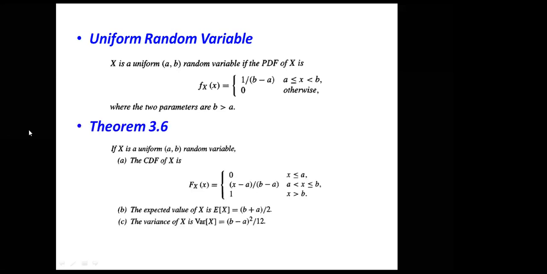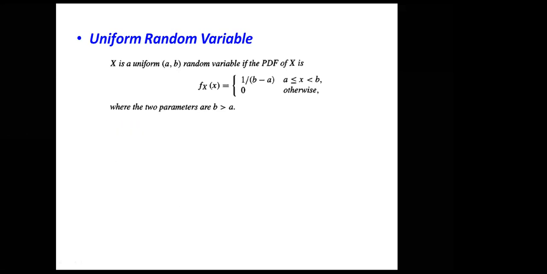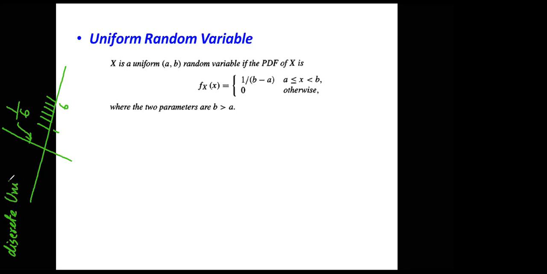Remember one thing: this uniform random variable. Previously, in the last chapter, we talked about this random variable before, and we dealt with 1 to 6, with 1 by 6. Can you remember this one? That is the discrete uniform random variable, if you can remember. Now we are talking about the continuous uniform random variable.